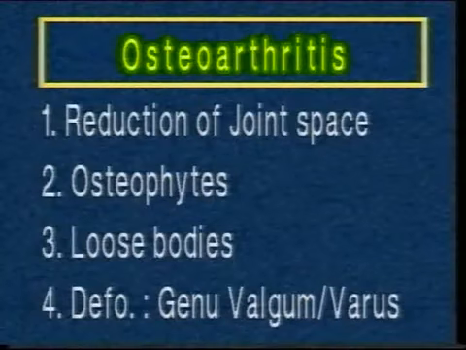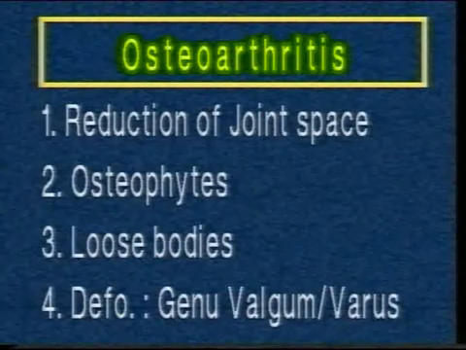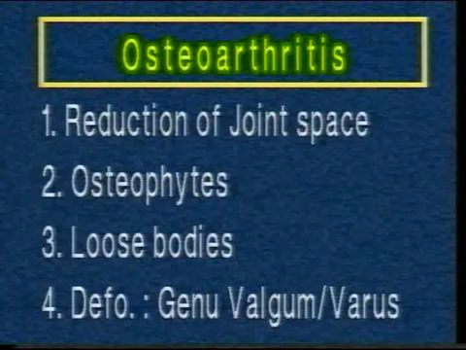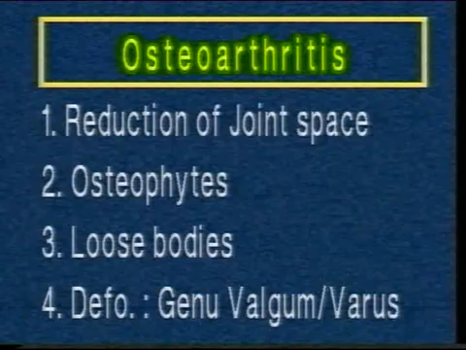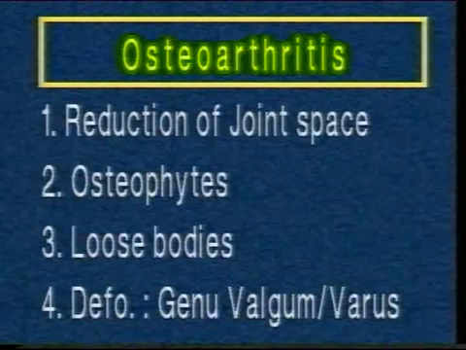So the radiological features of osteoarthritis of the knee are a reduction in the joint space due to cartilage destruction, more on the medial side, osteophyte formation in the tibia, less commonly femur and patella, formation of radio-opaque loose bodies in the joint, and deformity, more commonly genu valgum.